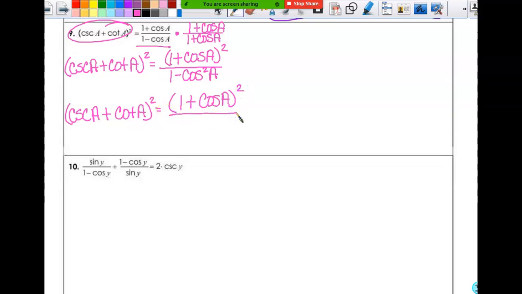The denominator, though, I've got 1 minus cosine squared. So I look at my Pythagorean identities, and if I have 1 minus cosine squared, what's that going to be? Somebody. Don't look at me, look at your reference chart. Sine squared, yes, who said that? Okay, sine squared, yes, ma'am. So this is just going to be sine squared A down here.